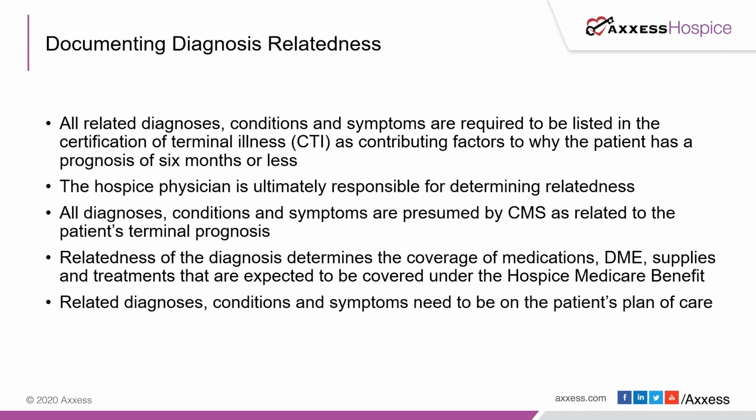So if you're saying that your patient has a primary diagnosis of Alzheimer's with a significant comorbidity of CHF, you need to be monitoring your CHF in your plan of care, because that will be contributing to the patient's decline and symptom burden and comfort ultimately.